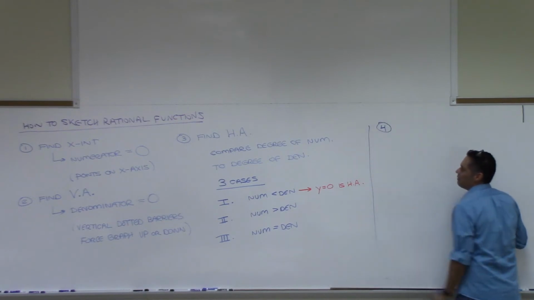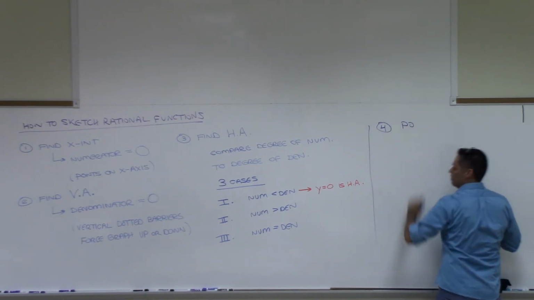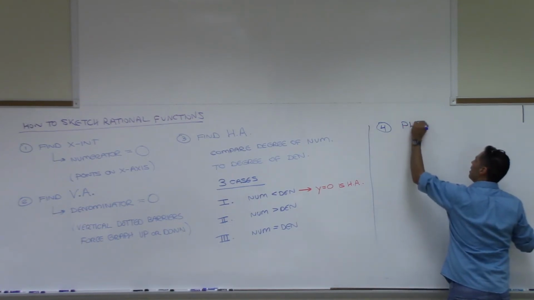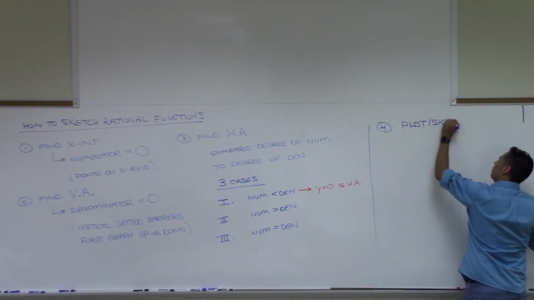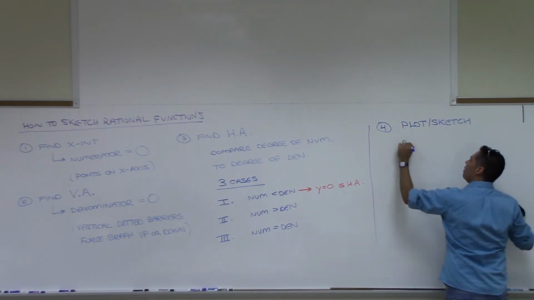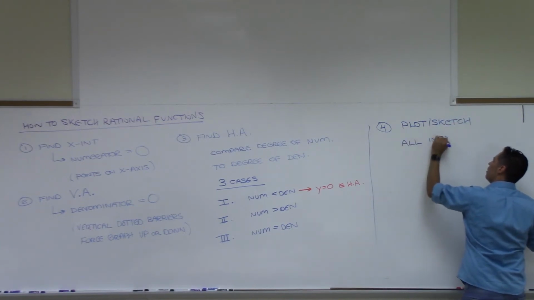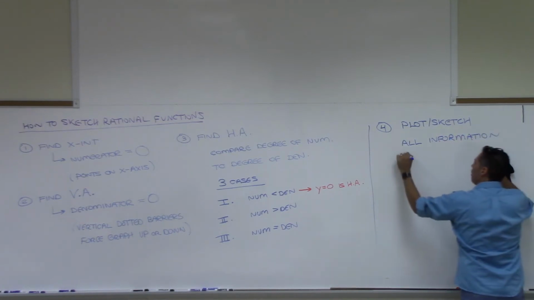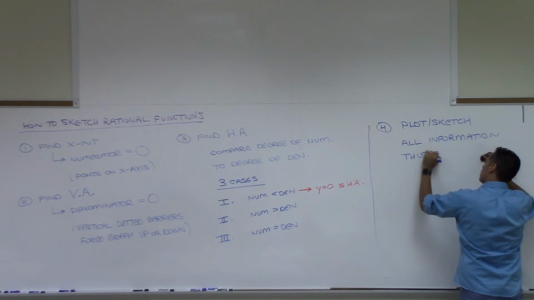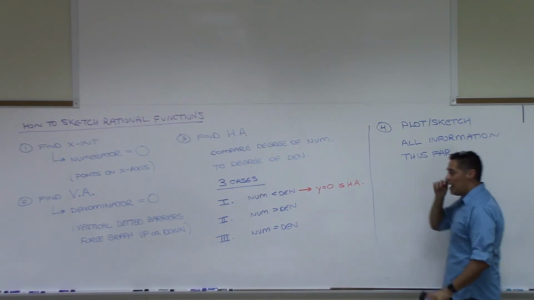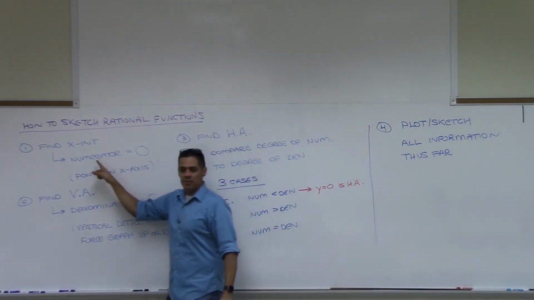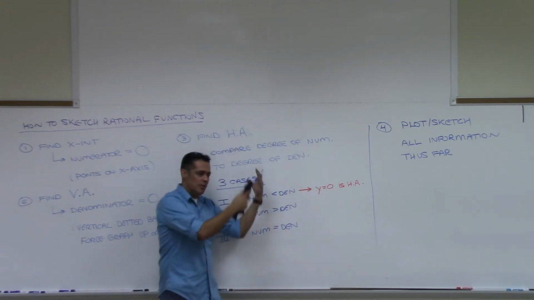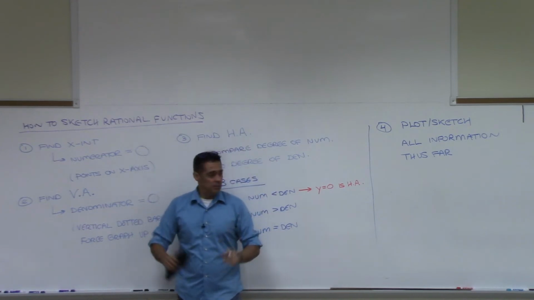Fourth step, plot or sketch all information thus far. So we're going to do a graph, and on that graph we're going to draw our x-intercepts. We're going to draw our vertical asymptotes. We're going to draw our horizontal asymptote, whatever's happening there. We're going to put it all onto a piece of paper.